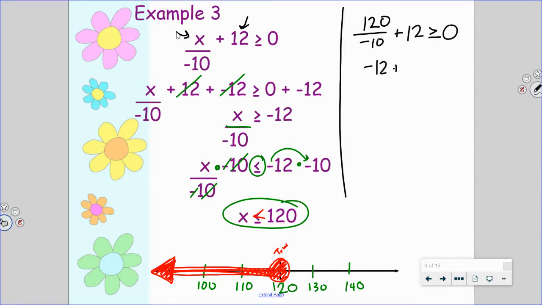Divide. Add. And while 0 is not greater than, it is equal to 0. This is a true statement. Remember, it's only got to be one or the other. And in this case, it works. Thus, we shaded in 120.